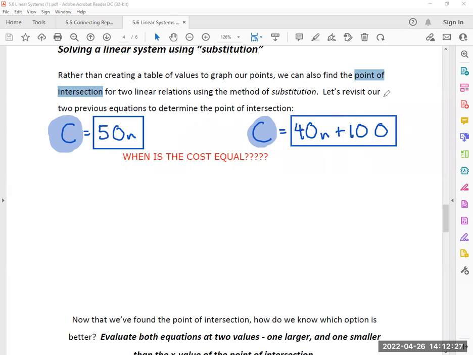I'll say that one more time. If I know that C here is equal to C here, and these two are equal, then can't we argue that this is also equal to that? Do you follow my logic? I'll say it one more time.